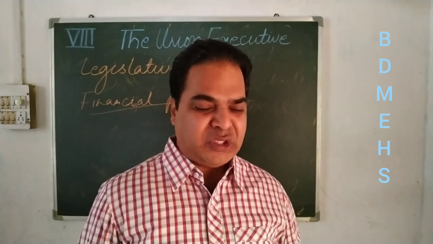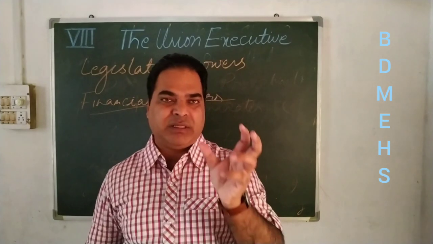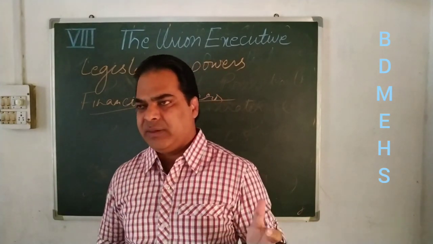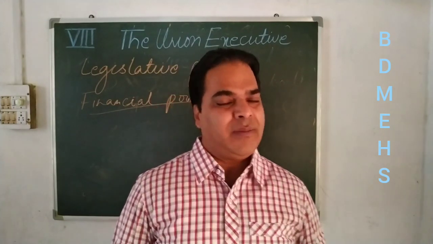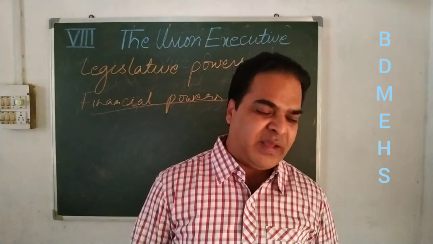And next, the president can grant advances. The contingency fund is in the control of the president. Contingency fund means the funds kept for emergencies, for meeting emergencies in the country. So that is all about the financial powers.